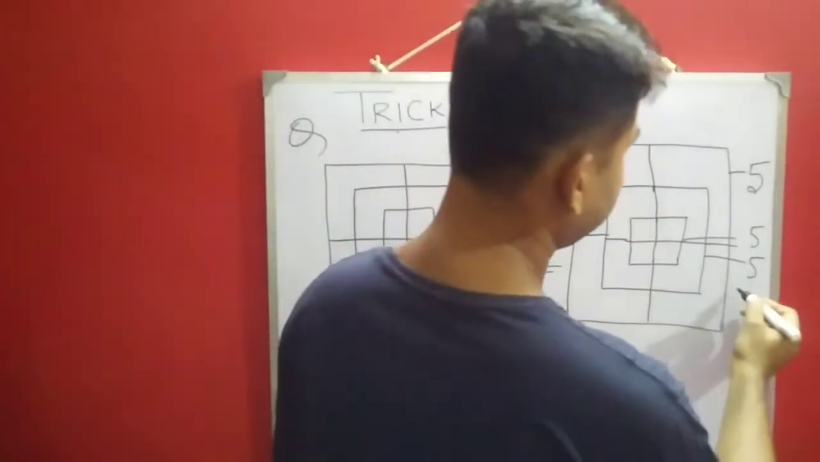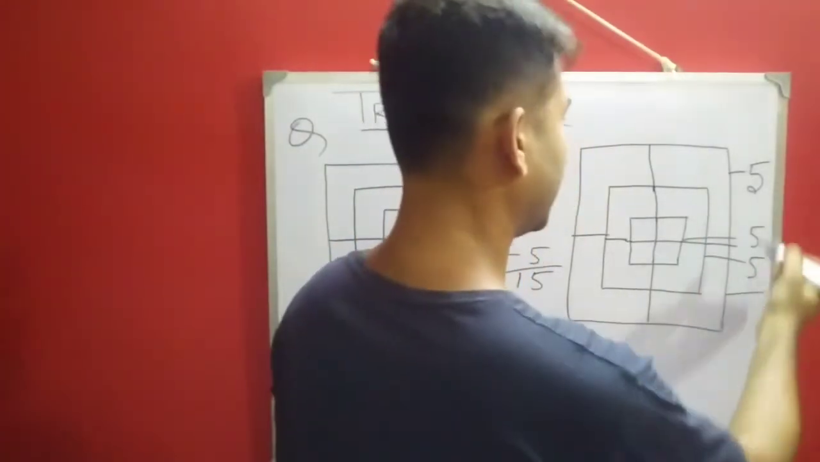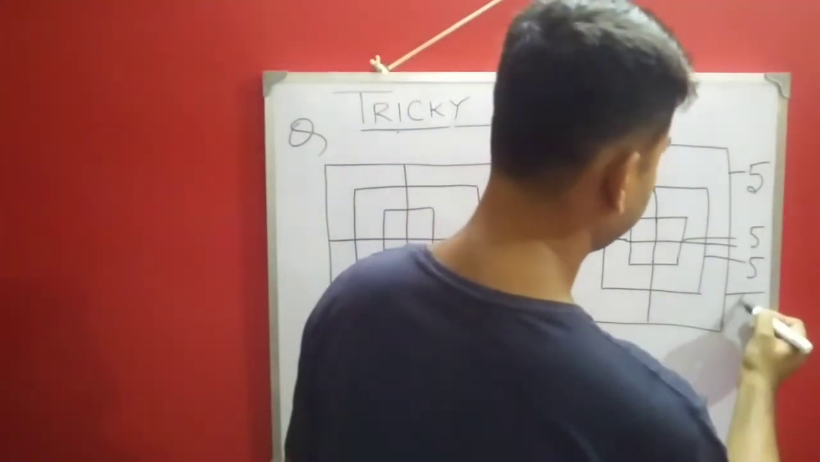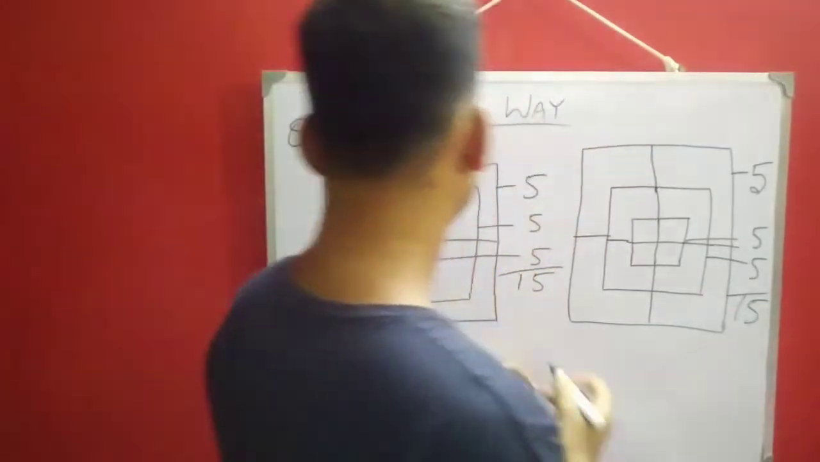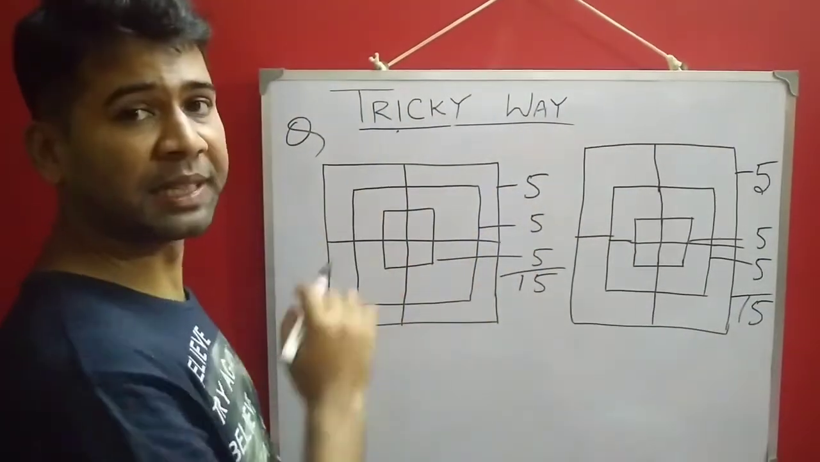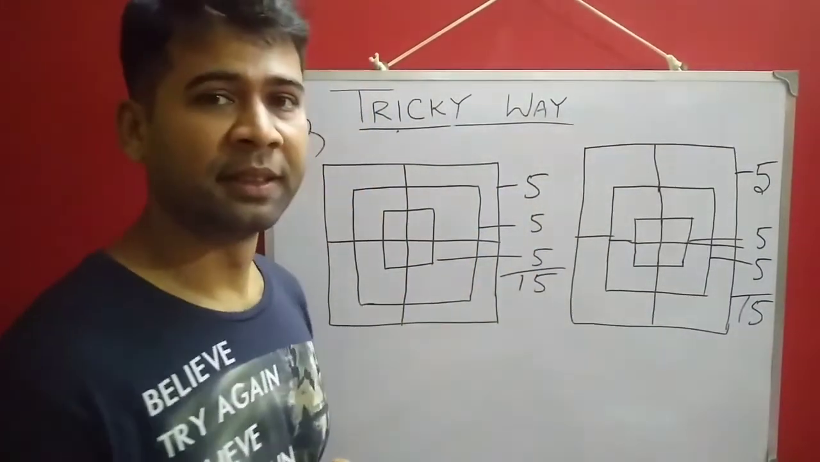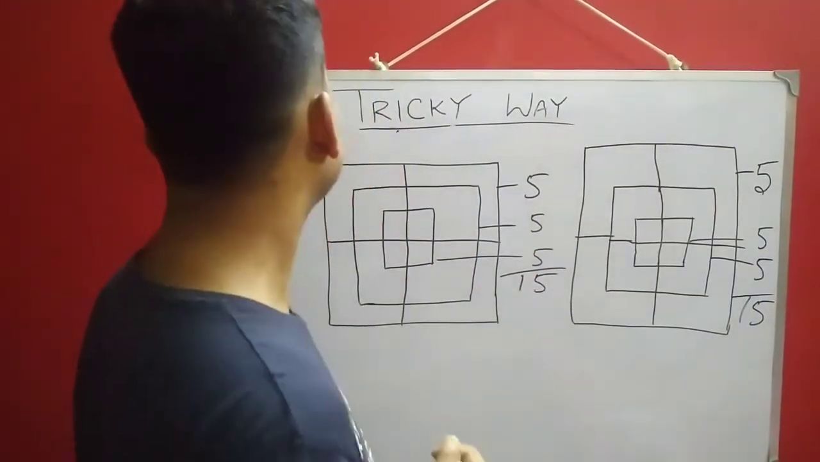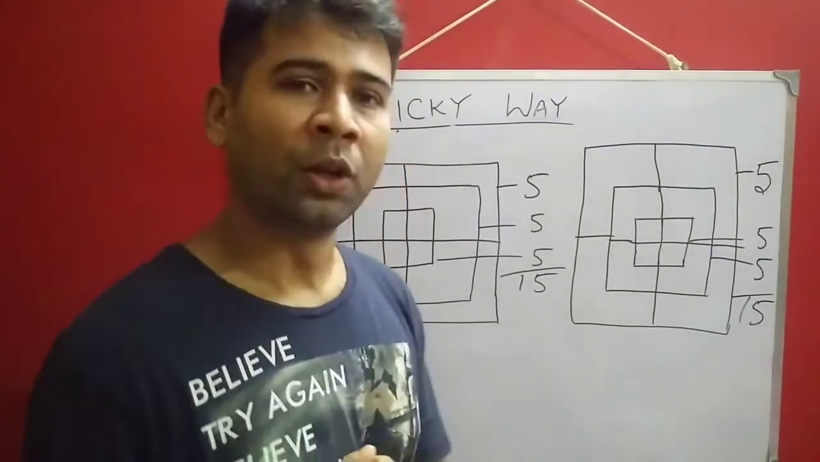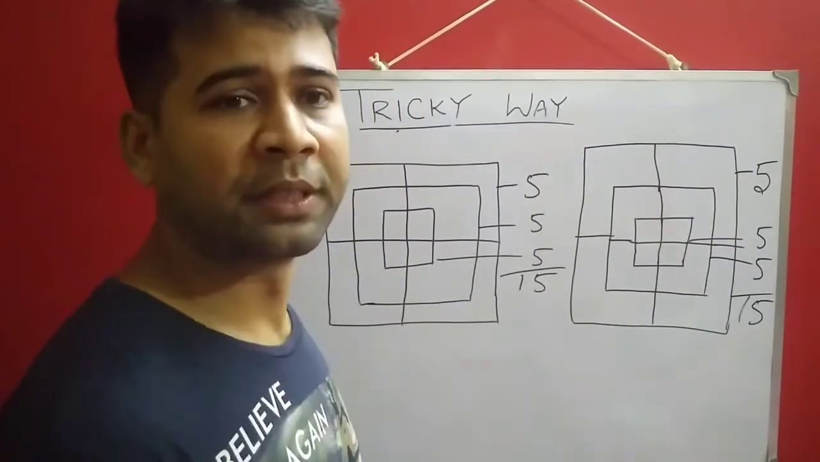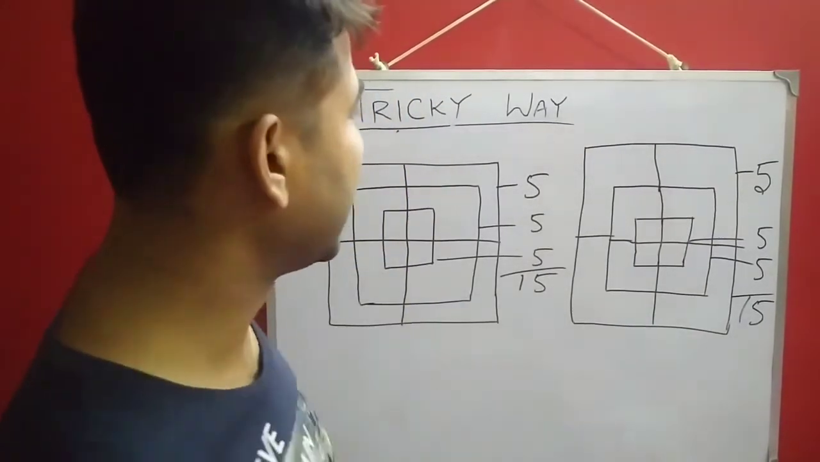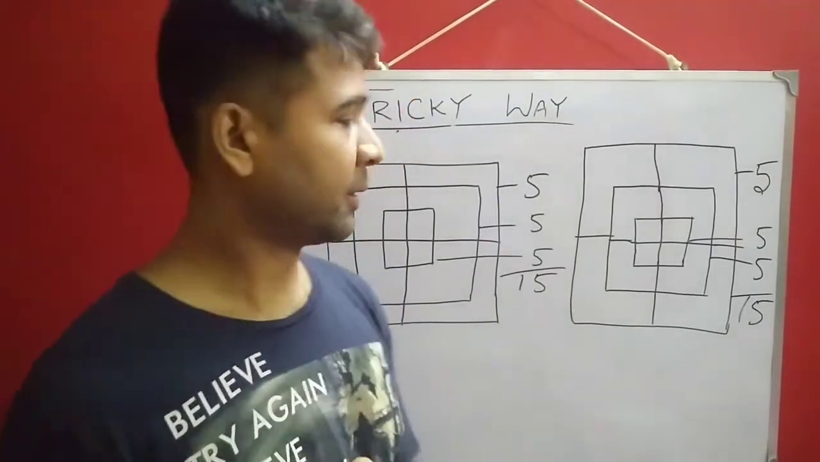So just add those 5s, which equals 15. So the total number of squares for this figure is 15. Is it clear? Okay. Then we are going to discuss the next problem which we faced.